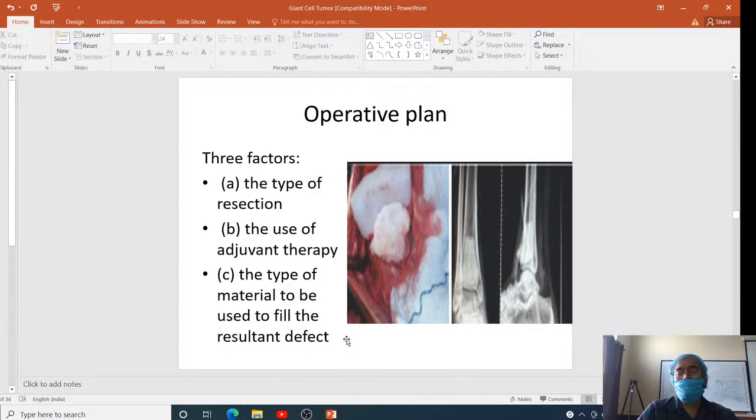So if there is a tumor in the lower end of the radius, you take out the tumor. Or sometimes, if it is more malignant, take out the whole lower end of the radius. You can reconstruct it by other means. So you need to plan this adequately even before you plan for surgery. You need to take the type of resection into consideration and the use of adjuvant therapy.